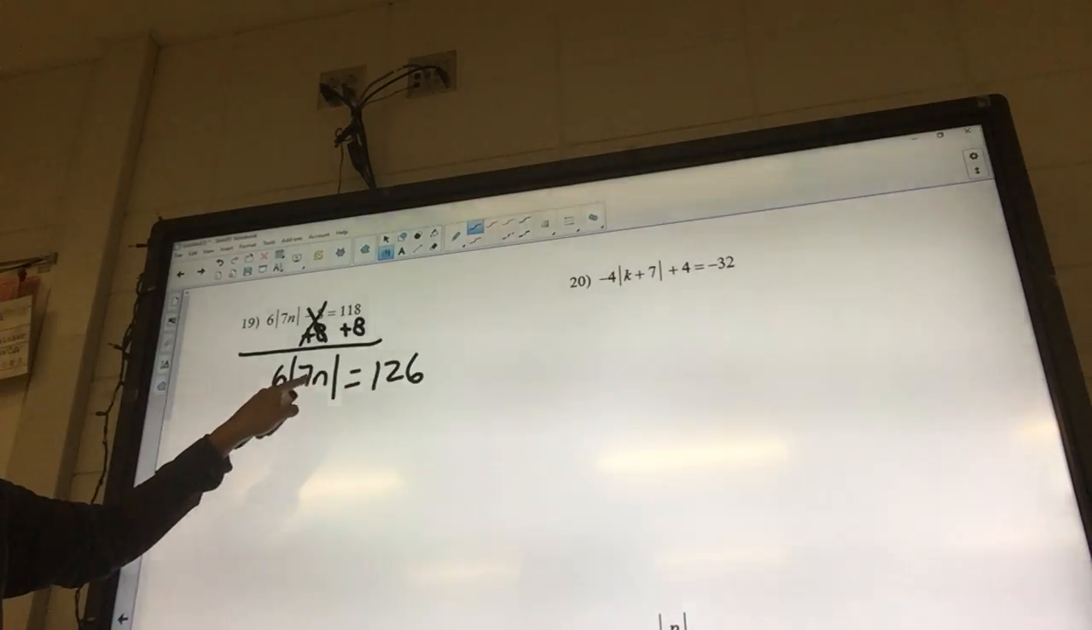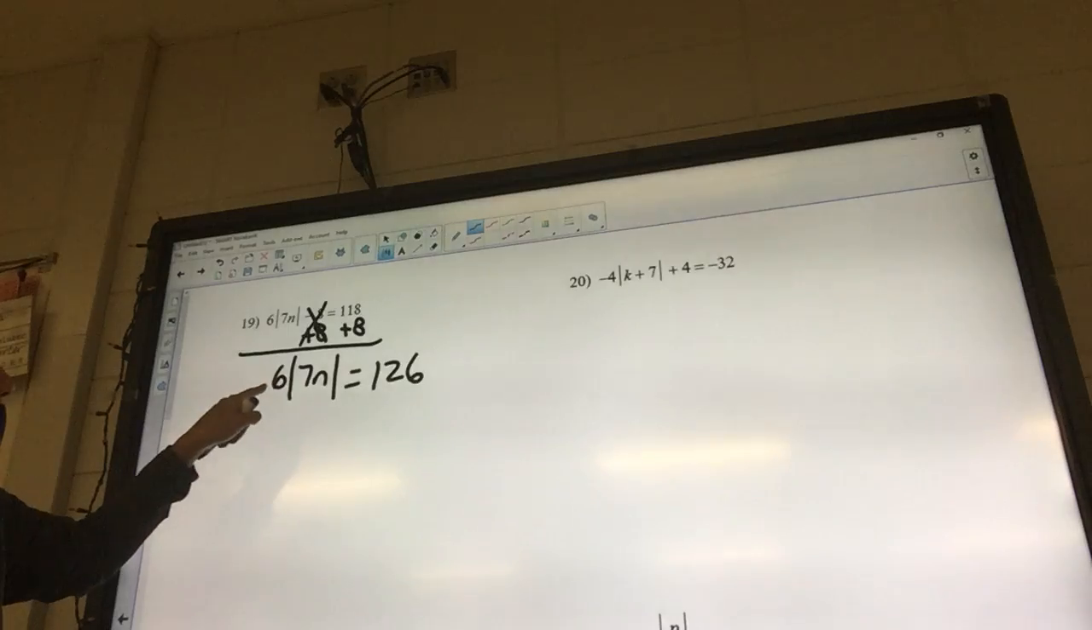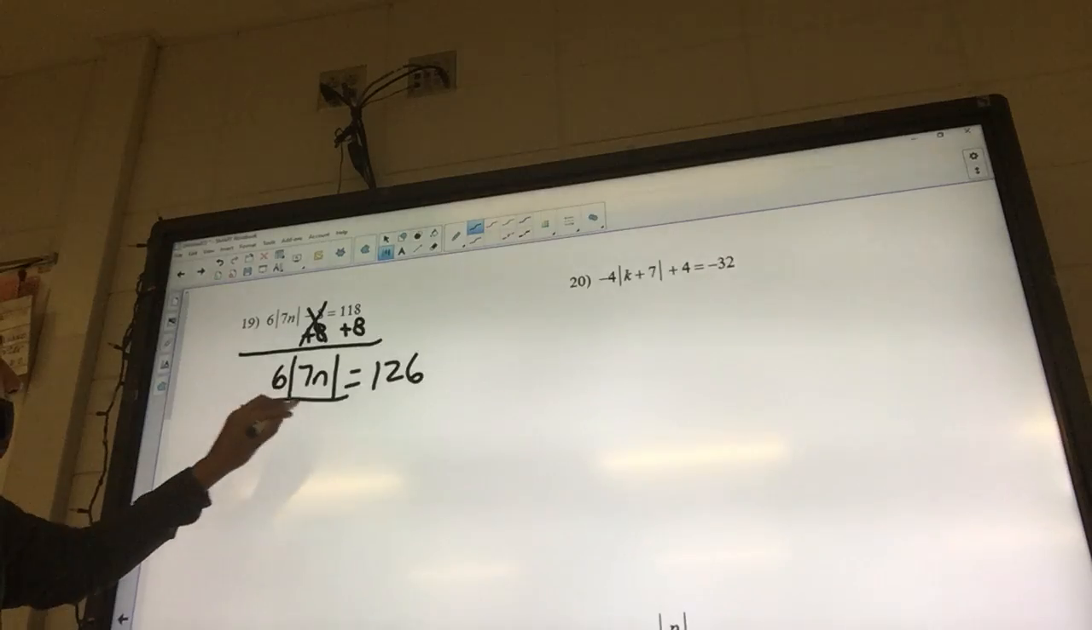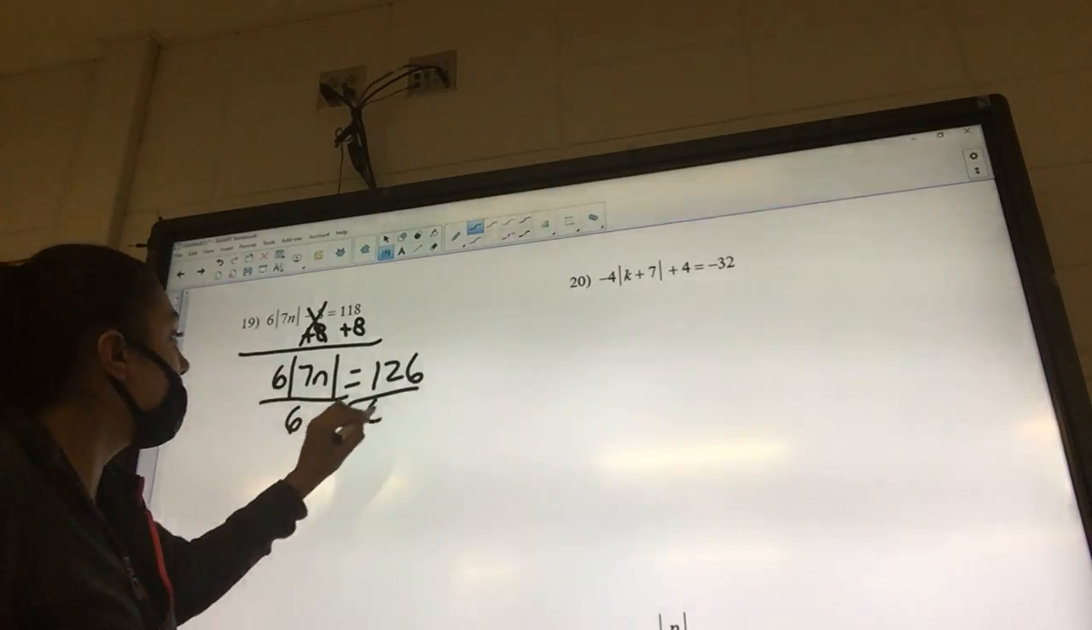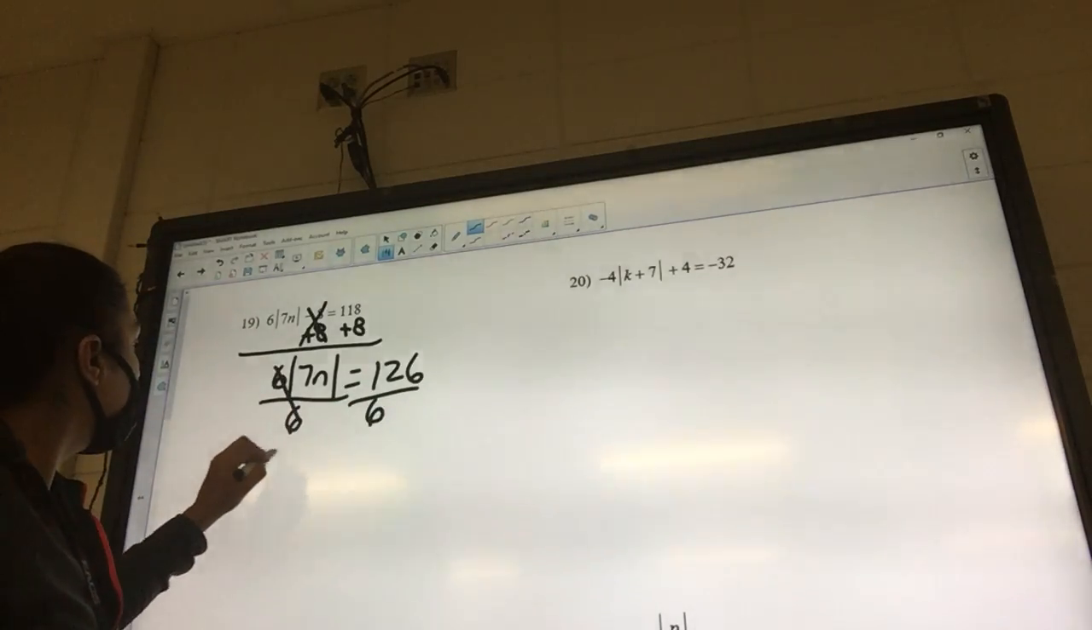What does this mean? You have to multiply. It means multiply. So see how these are touching each other? That also means multiply. So how do I get rid of it? Divide it by 6.